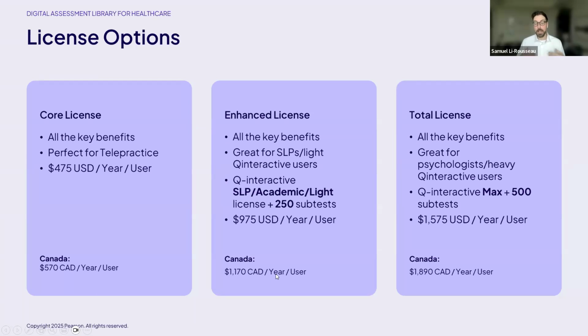And if you are a heavy Q Interactive user or need access to the entire Q Interactive library, then you can upgrade to the total license option. And what this does is it gives you all the key benefits that we just talked about. It's great for psychologists or heavy Q Interactive users. And it will give you a Q Interactive Max license, which just means that you'll have access to the entire Q Interactive library, as well as 500 complimentary subtests added to your account.